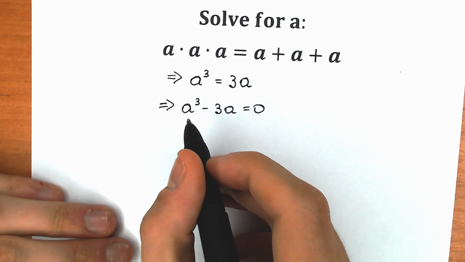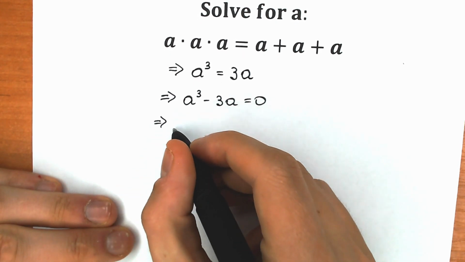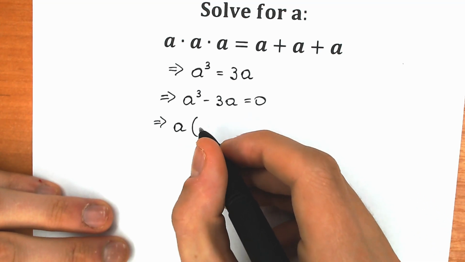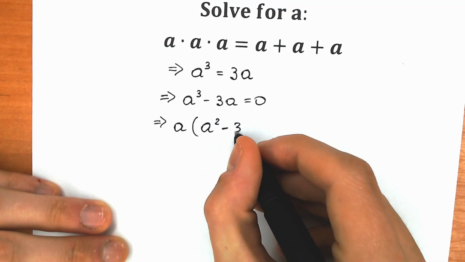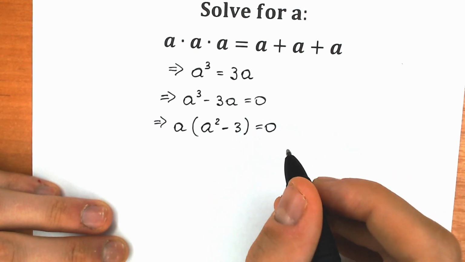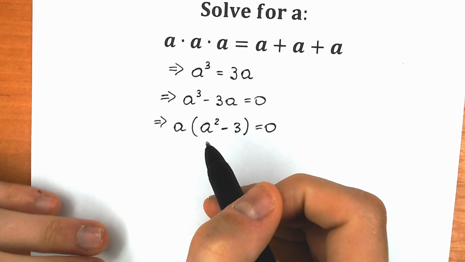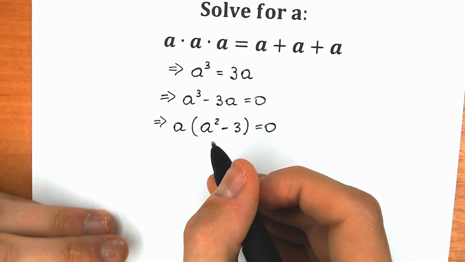We can easily factor out our a. When we factor out a, what do we have in the parentheses? We have a square minus 3 is equal to 0. As you can see, we factored our expression. We have a product of two elements, but we can look closely at these parentheses: we have a square minus 3.